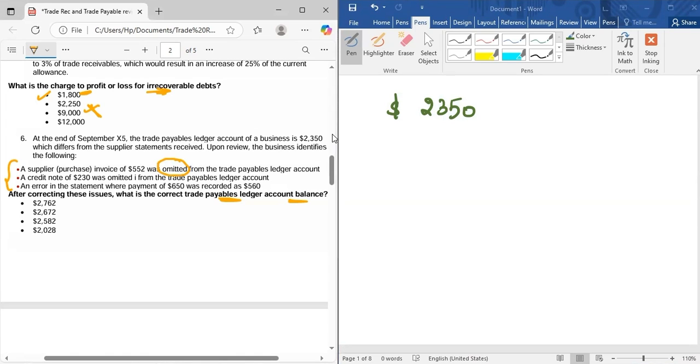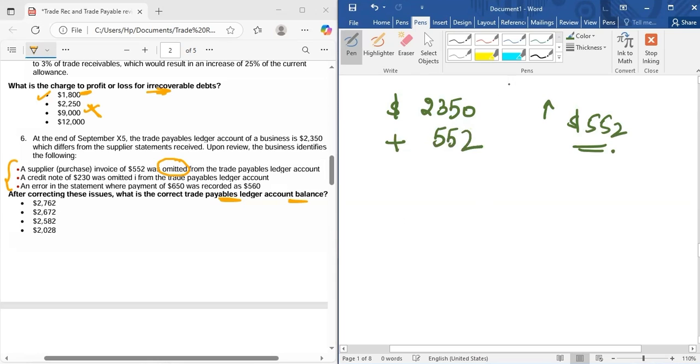When we receive an invoice, this increases our trade payables, because now we have to pay this $552 amount. But initially we forgot to include this invoice. So now I will add this 552 to my trade payables ledger account balance. Clear about this first difference? Now let's move on to the second.